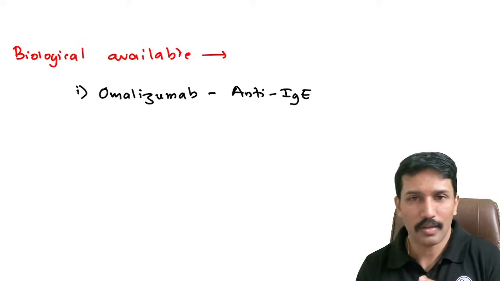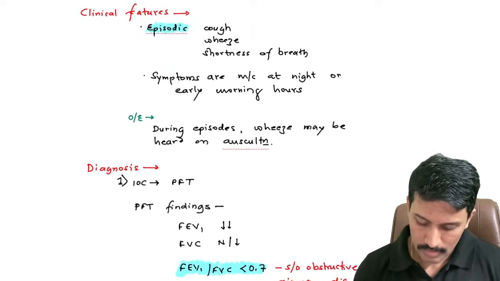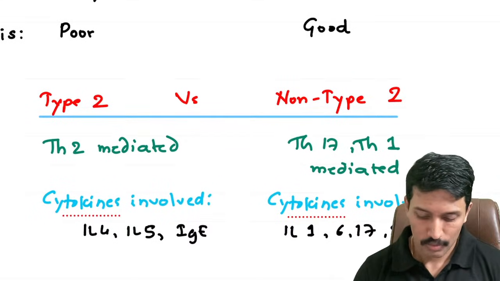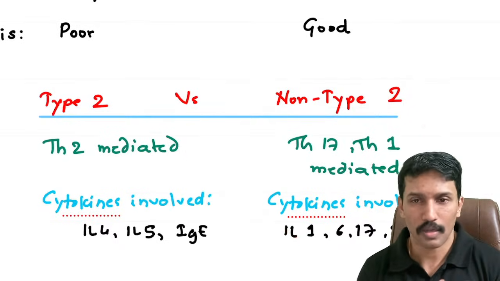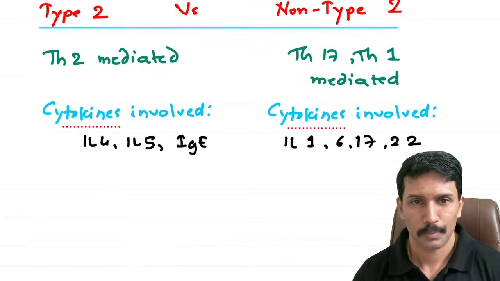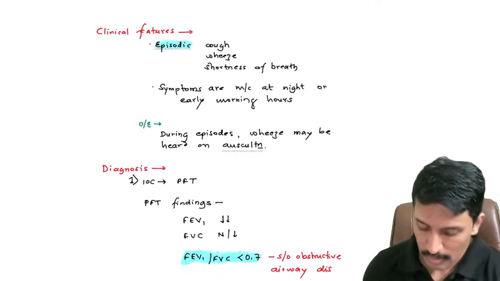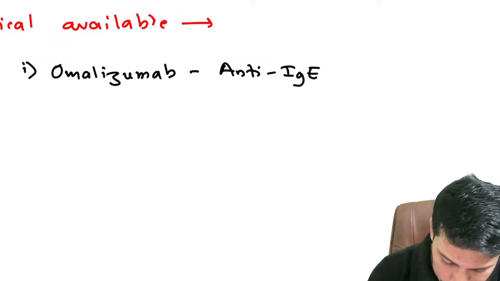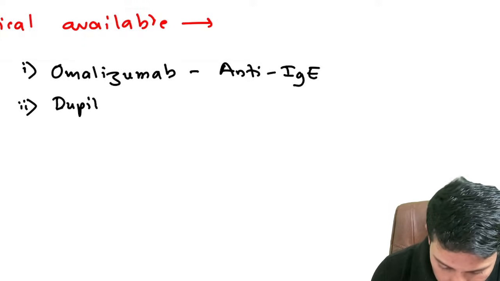So now tell me, is it useful for a type 2 asthma patient or non-type 2? So in type 2 is where IgE is involved, right? So then omalizumab is only useful for type 2 asthma. It is not useful for non-type 2 asthma, right? Because IgE has no role to play here. Similarly, if I have drugs targeting IL-4 or IL-5, they will have a role only in type 2 asthma. Good, very good. So the second drug I want you to mention is dupilumab.